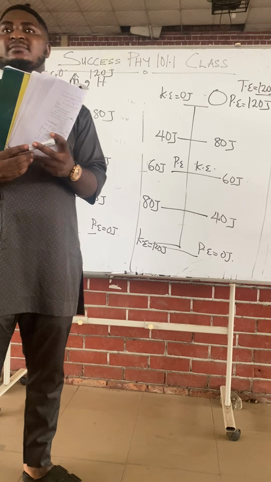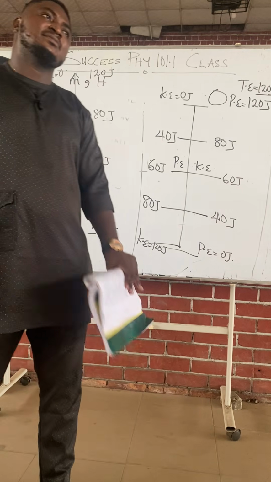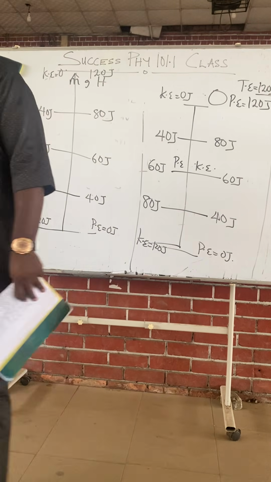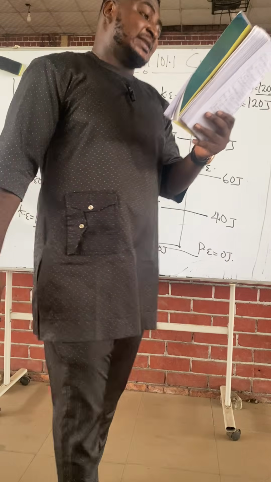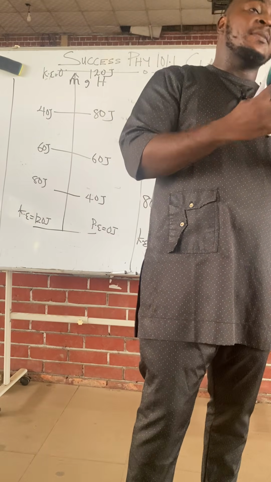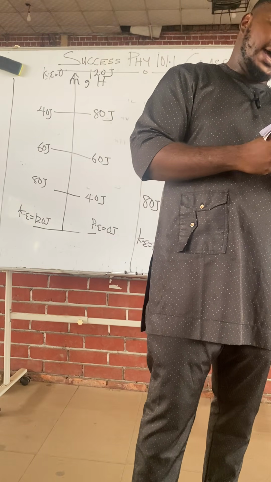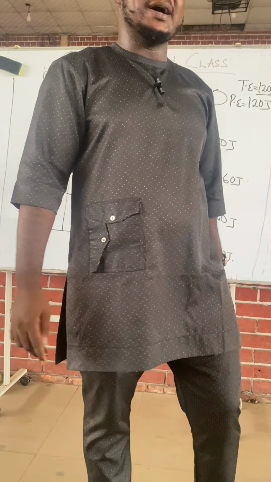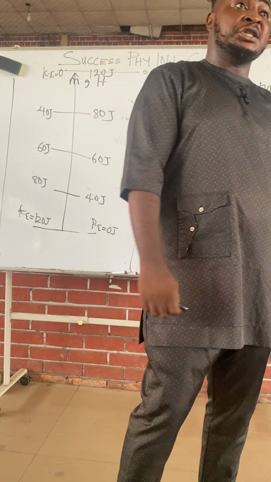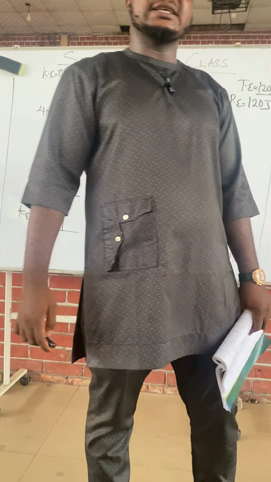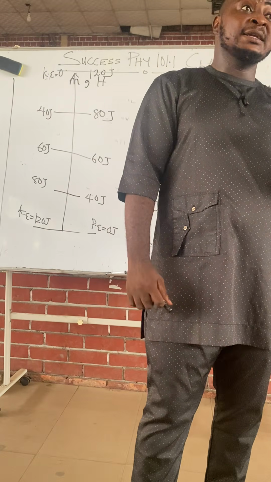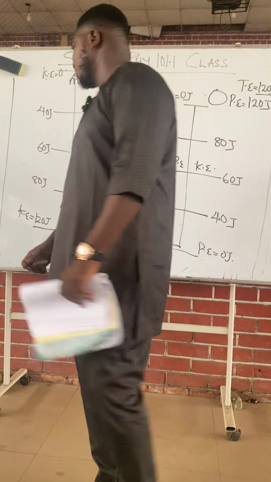But class, solve. A ball of mass 0.4 kg is released from a height of 30 meters. What is the potential energy on impact to the ground? mgh, right? And what is the final answer? Yes, but you are wrong.